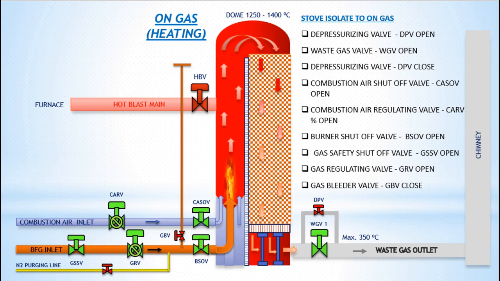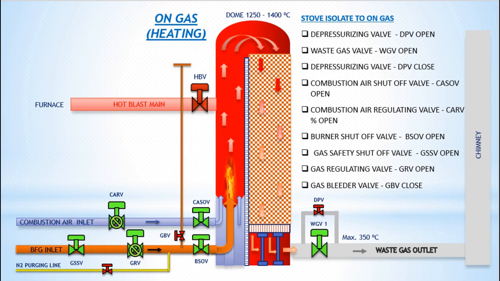Valve sequence of operation. Stove isolate to on gas. Depressurizing valve, DPV open. Waste gas valve, WGV open. Depressurizing valve, DPV close. Combustion AIR shut-off valve, CASOV open. Combustion AIR regulating valve, CAV % open. Burner shut-off valve, BSOV open. Gas safety shut-off valve, GSSV open. Gas regulating valve, GRV open. Gas bleeder valve close.